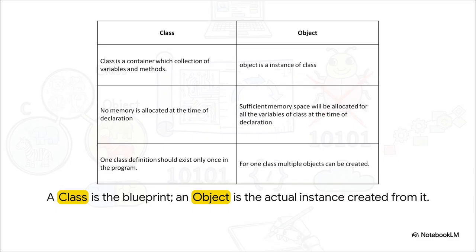And this brings us to probably the most important idea in object-oriented programming, the difference between a class and an object. Just think of the class as the architect's blueprint. It defines all the rules, all the features. The object, on the other hand, is the actual house you build from that blueprint. It's the real, tangible thing you can actually use.